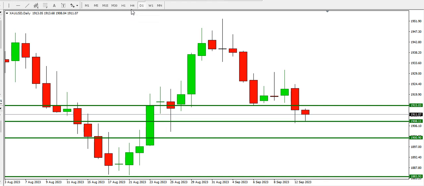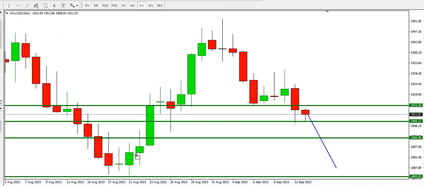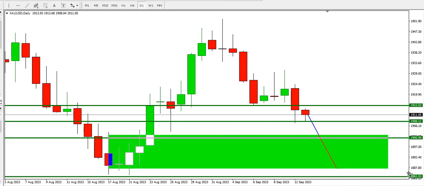But if price is going to drop, we have this demand area around here. This is a demand area where we expect price to find some buyers. Price might likely find buyers anywhere around here on the daily time frame.